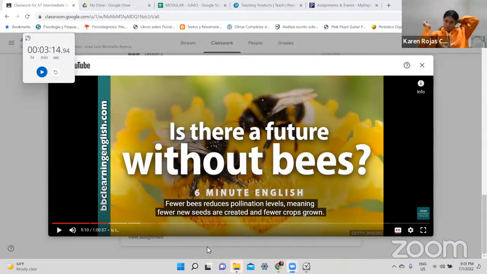Okay, almost. Pollination is a process that plants have to reproduce and to make new seeds. I don't know if I pronounce it. Seeds. Good, seeds. It is correct. But what happens? How do bees do that process?